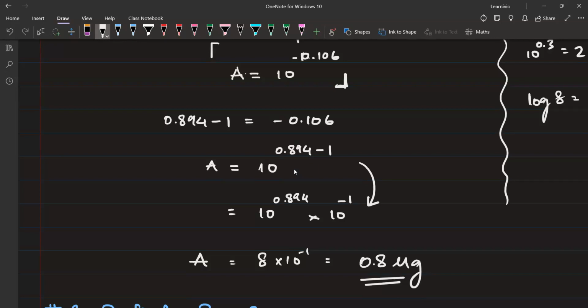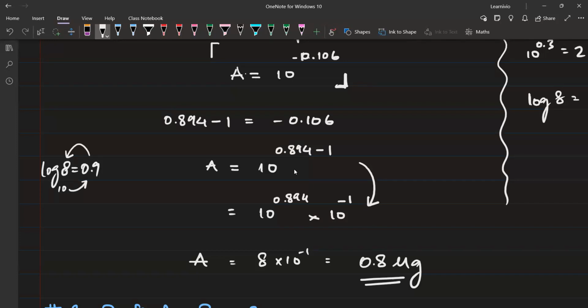So here you will get instead of minus 0.106 I can write 0.894 minus 1. ये भी वैल्यू क्या बताएगी? माइनस 0.106 ही दे. ठीक है. Now I can write this as 10 to the power 0.894 into 10 to the power minus 1 and log 9, it is log 9 नहीं, log 8. Log 8 की जो वैल्यू होती है it is equal to 0.9. So I can say 10 to the power 0.9 is equal to 8.